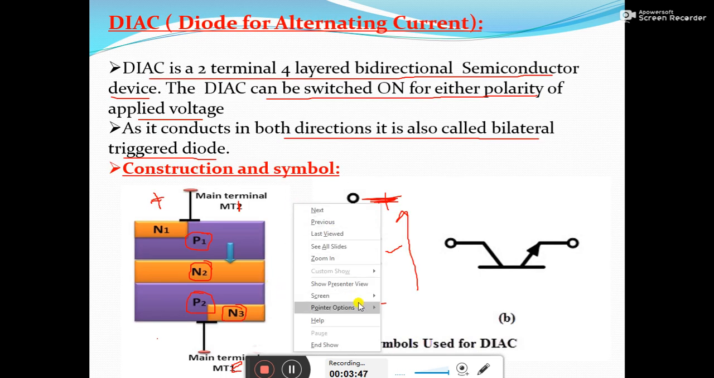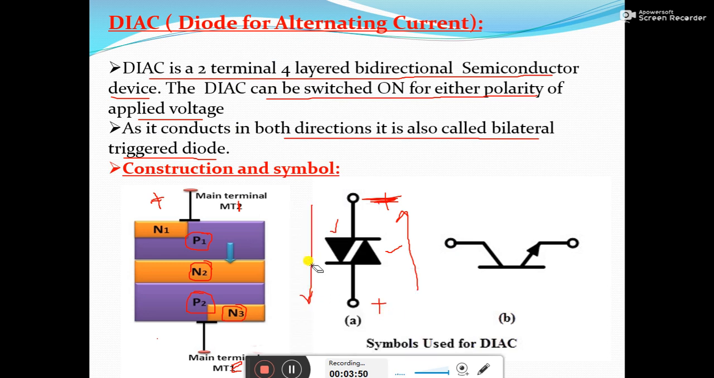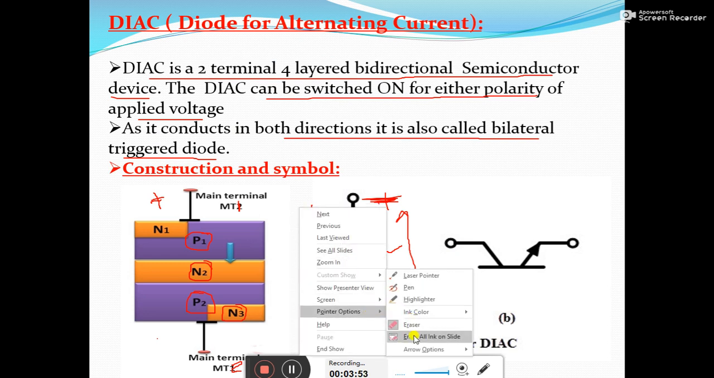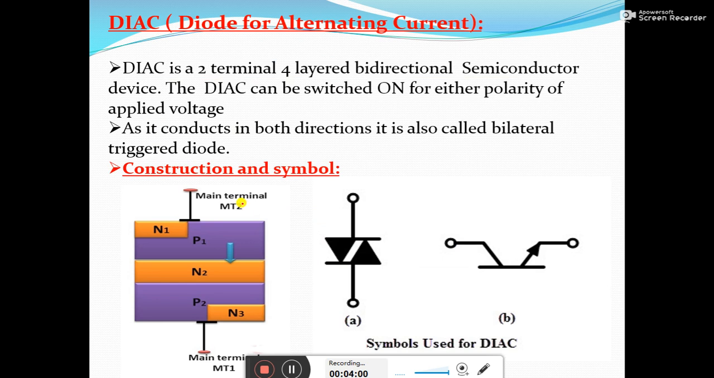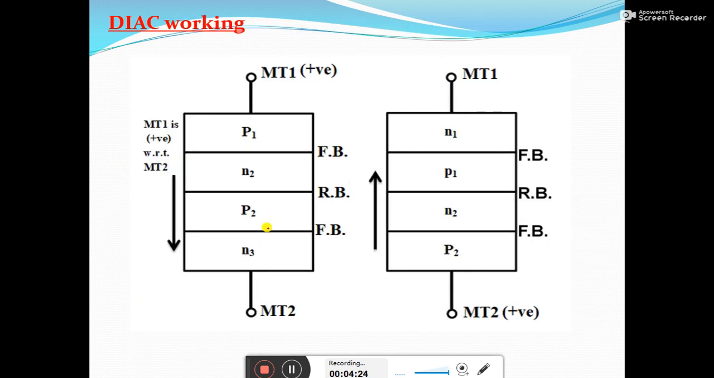Let's say in the reverse case, in the next slide, this is MT1, this is MT2. If MT2 is positive with respect to MT1, or you can say MT1 is negative, the four layers that come into action are P2, N2, P1 and N1. The same layers are shown here. So you can see here, this is again an SCR and this is again an SCR here.